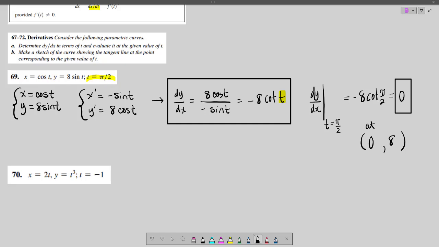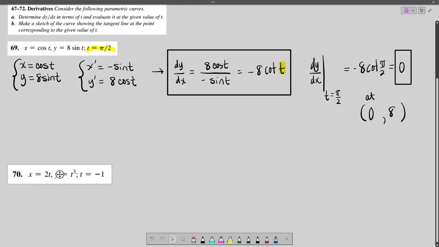Now I feel like I want to do a little more work on this one. Let's just graph this because this one is interesting. It's a little different.